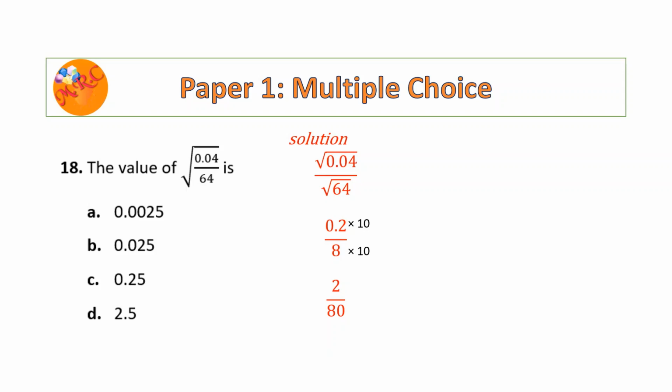Now that we have 2 divided by 80, we are going to simplify it, and that gives us 1 divided by 40. Now that we have 1 divided by 40, we look at our options and realize that there's no 1 divided by 40. How do I write 1 divided by 40 as a decimal?